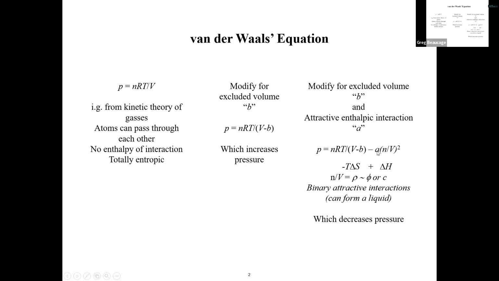You have an enthalpic interaction, and then you have this density term. Number per volume is the density or concentration. It's binary, so it's a concentration squared, right? That would be nice. That works almost for everything. It's kind of surprising. It's like an Arrhenius function.